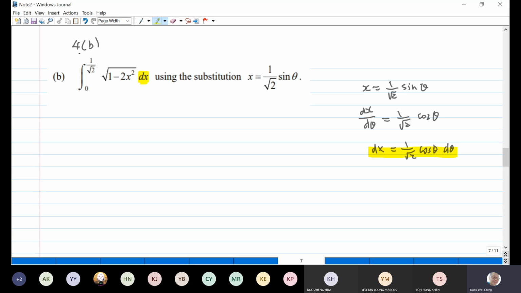Next, I want to figure out what is the square root of 1 minus 2x squared. If you try to do everything in one go, you make things very messy. So this is the trick here: you just concentrate on your trigo part first. Now x is equal to 1 over square root 2 sine theta.